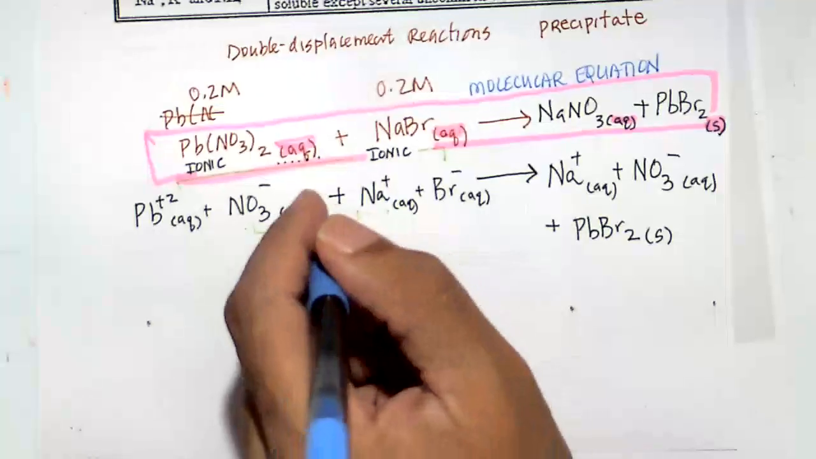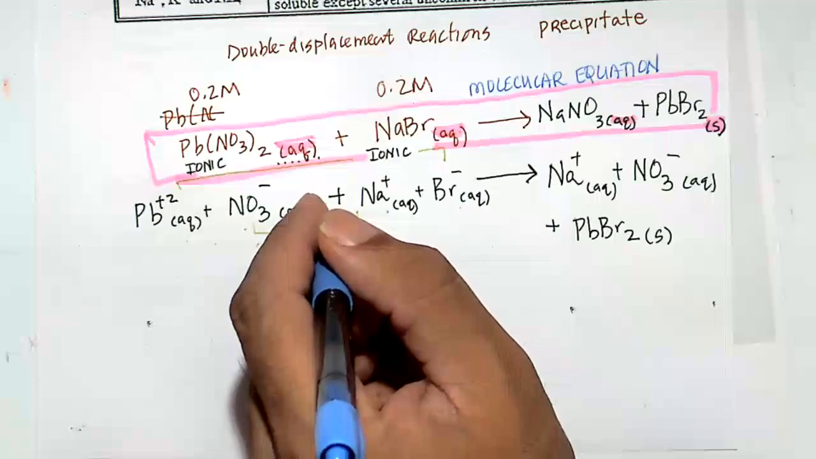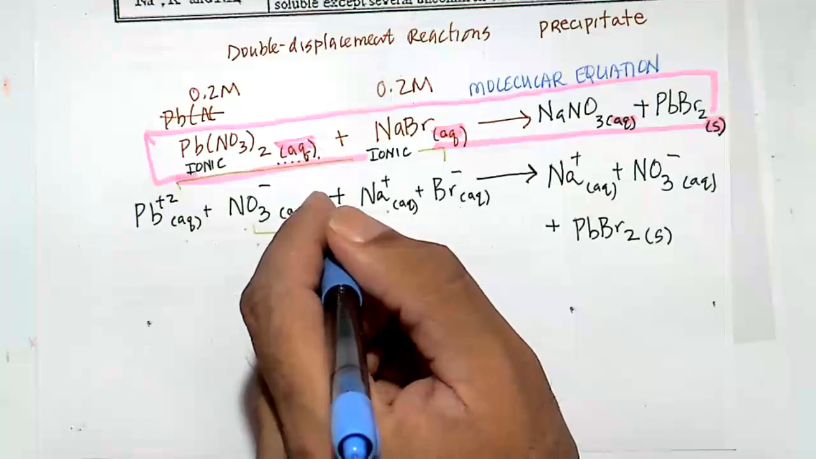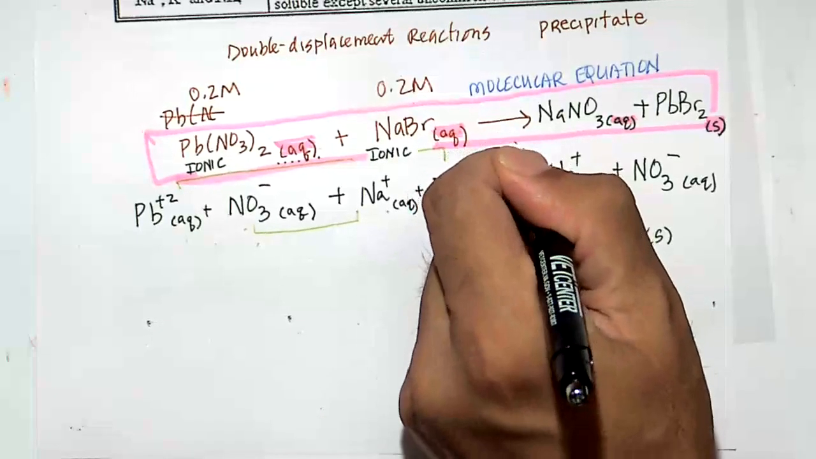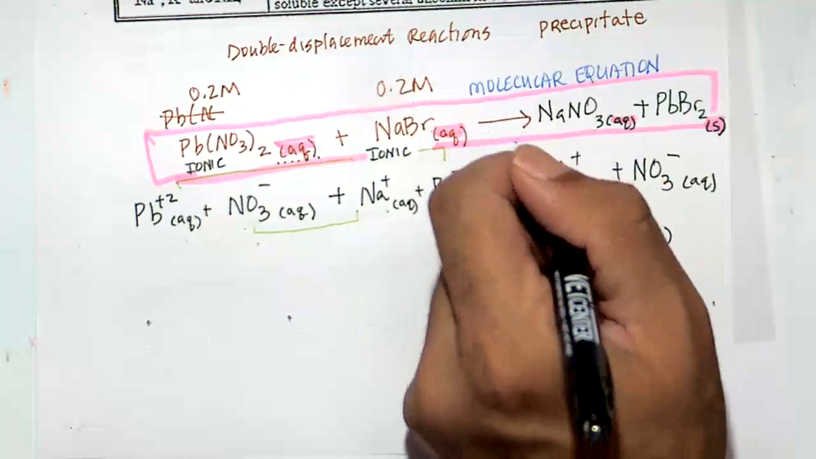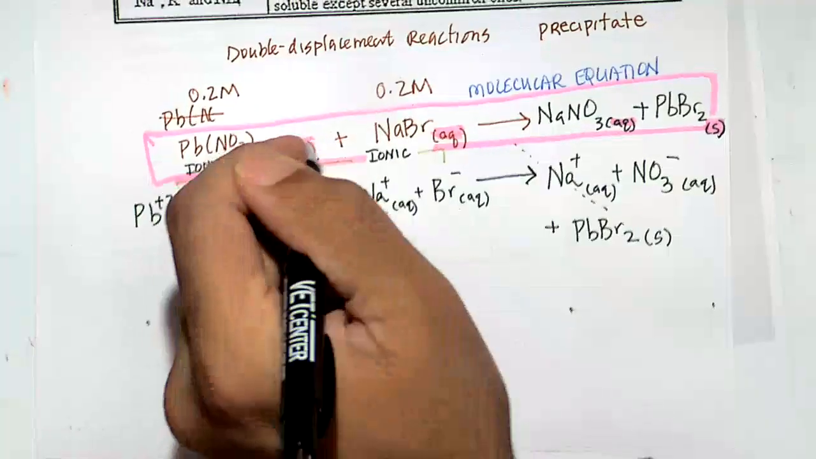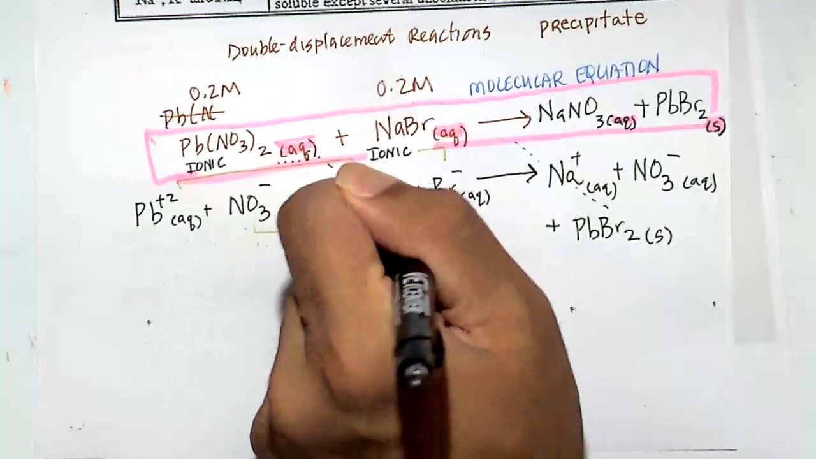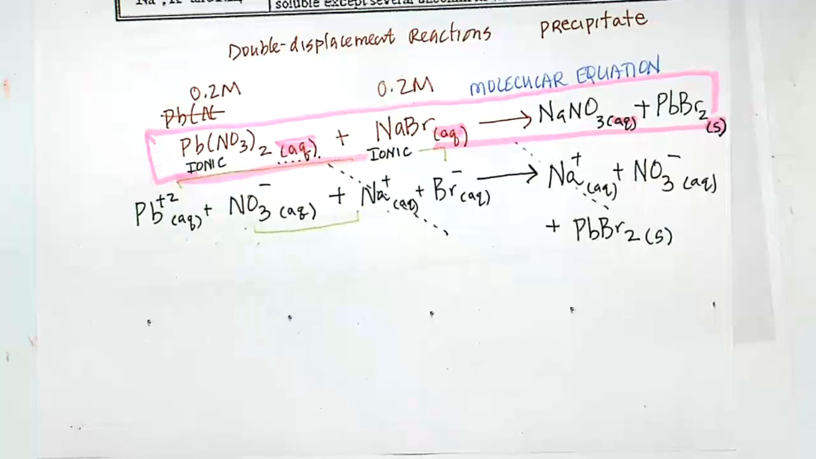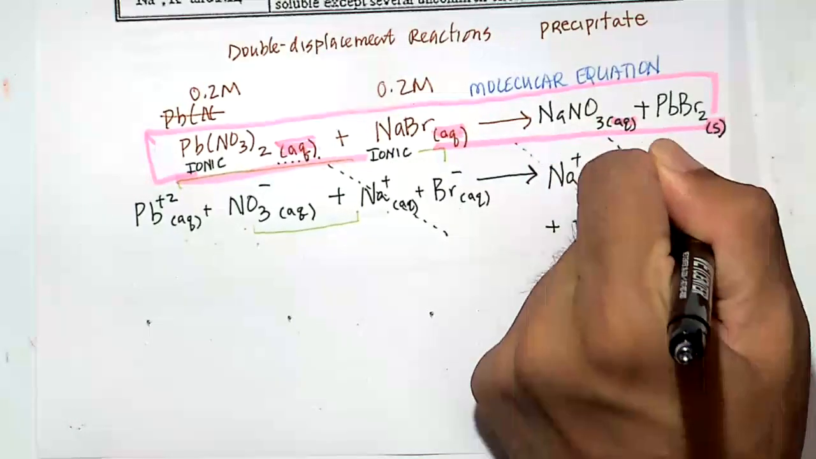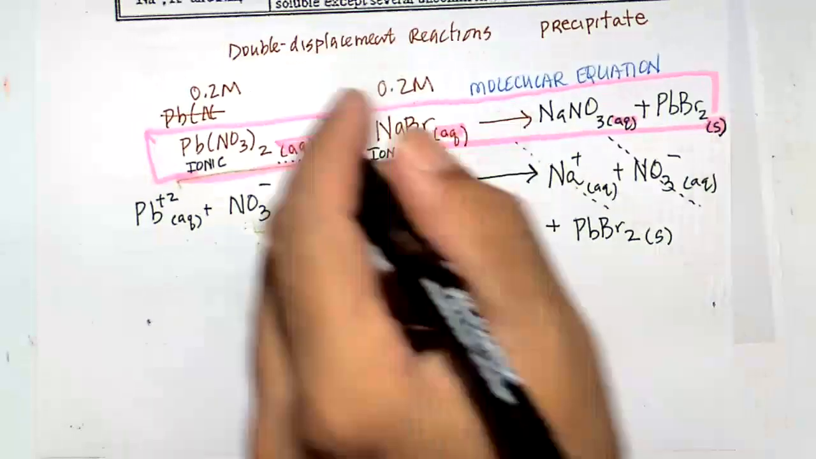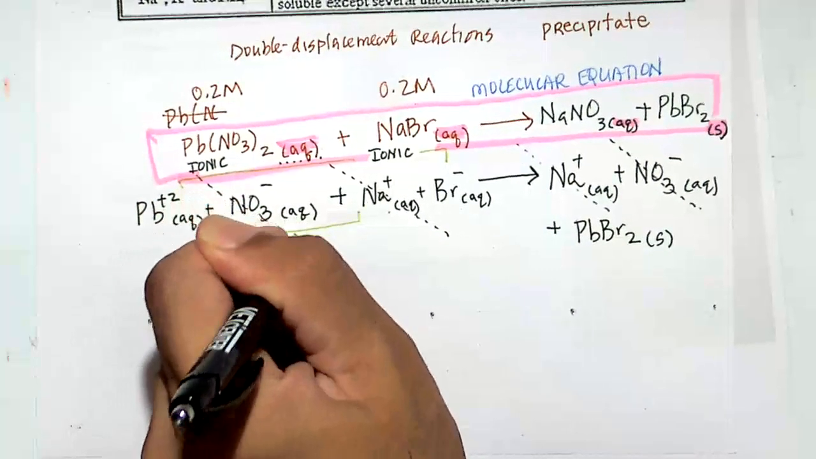So the net ionic equation, we want to cancel out our ions that do not react. Okay, we'll cancel out the ions that do not react. And these are called spectator ions. So the spectator ions in this particular problem is sodium ion. It's there, but it's just dissolved in water. Okay, so the sodium ion cancels out with the sodium ion. Okay, what about the NO3 minus? Okay, the NO3 minus cancels out with the NO3 minus.